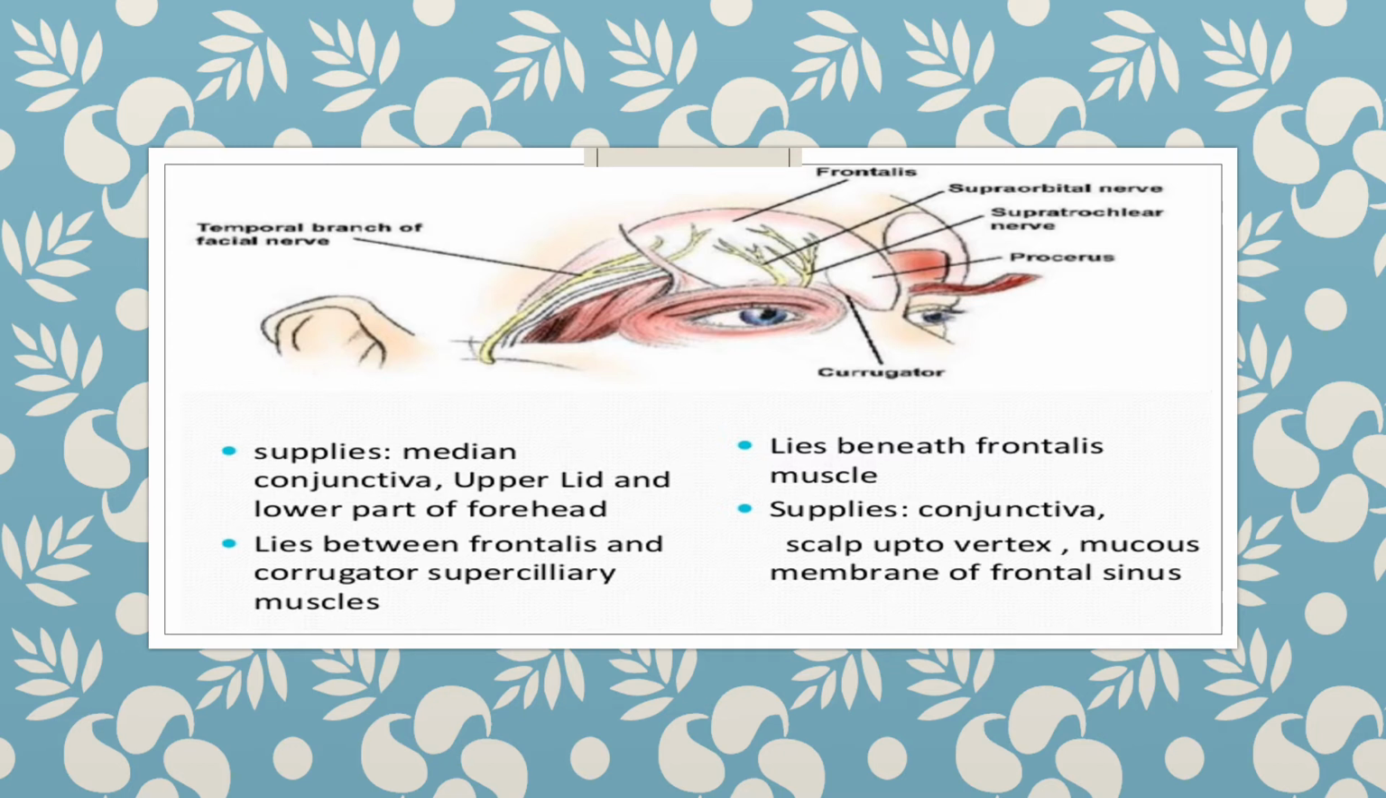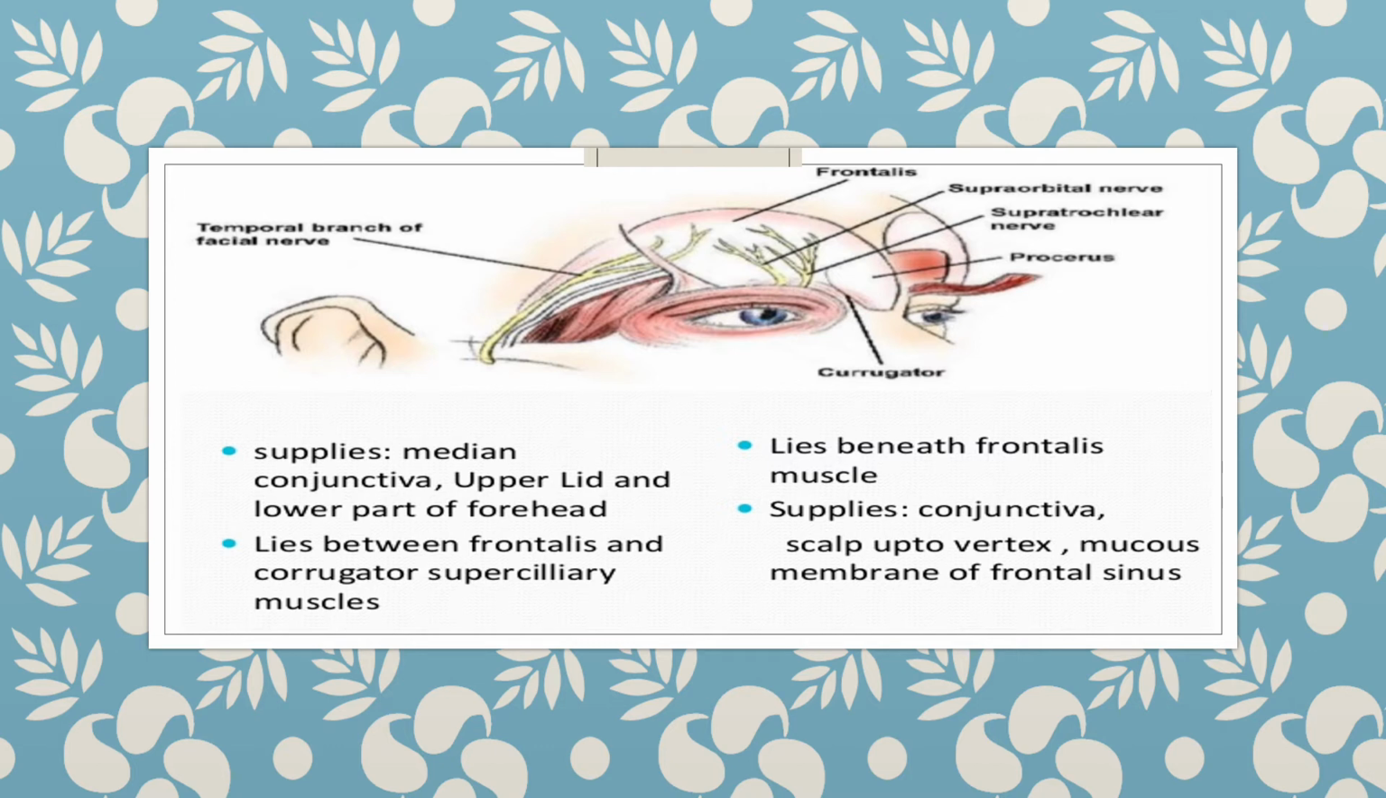Here you can see this is the frontalis muscle and this is the corrugator. The pointer is moving here. You can appreciate the presence of these two muscles.